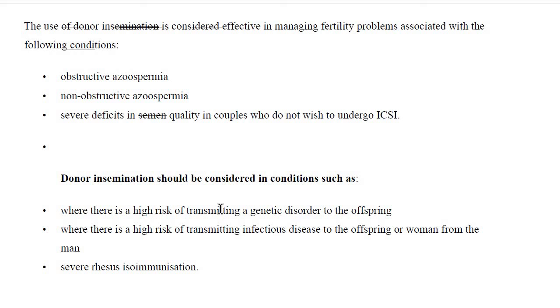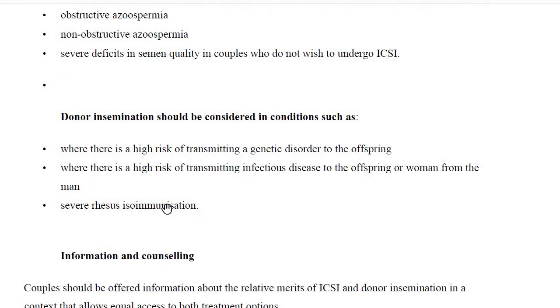Donor insemination should be considered in conditions where there is a risk of transmitting a genetic disorder to the offspring, and where there is a high risk of transmitting infectious disease to the offspring or the woman from the man. Then severe rhesus isoimmunization.